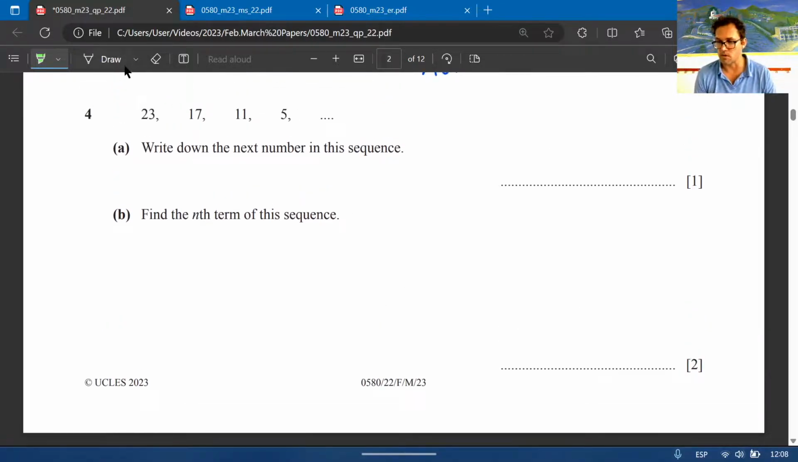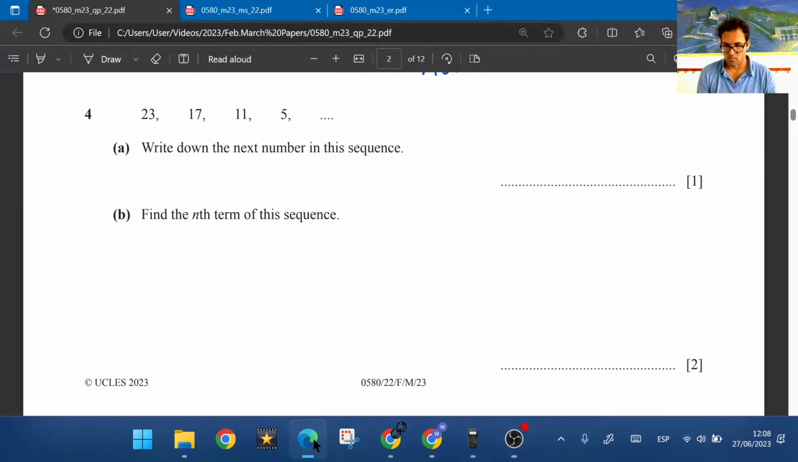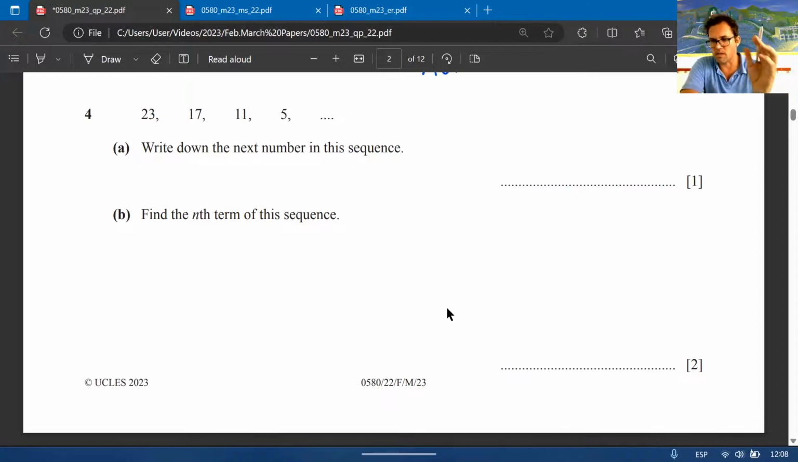I like these questions. Anyway, write down the next number in this sequence. Next number in this sequence. So let's see what's the difference. We're subtracting 6, subtracting 6, subtracting 6. So we keep subtracting 6, so that would be -1.